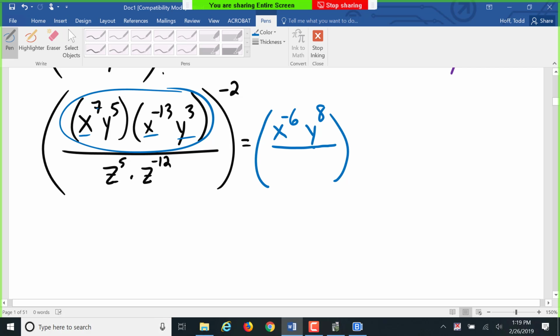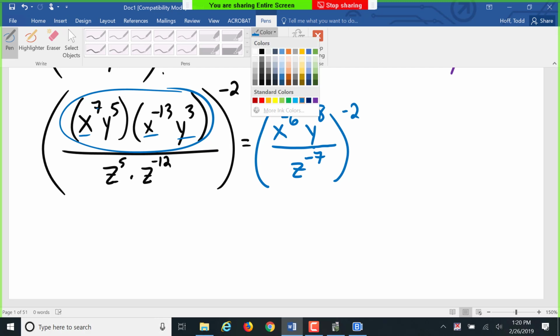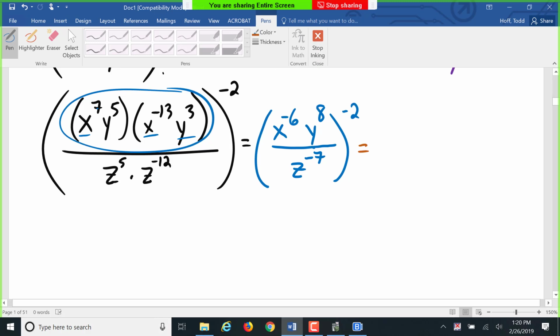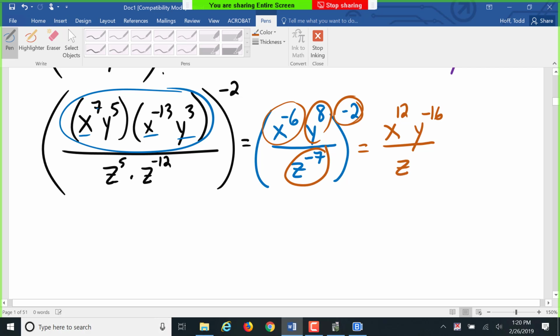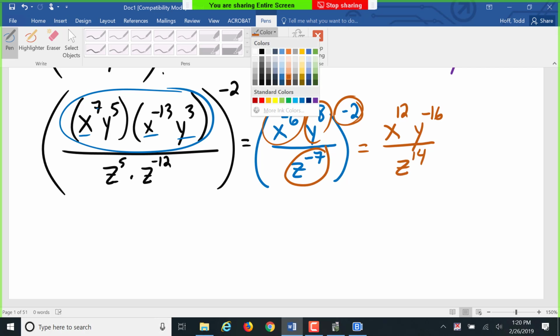On bottom, z to the 5th times z to the negative 12th is z to the negative 7th. Good. Now we have that power of negative 2. We can do each piece. X to the negative 6th to the power of negative 2 is x to the positive 12. Good. Y to the 8th to the power of negative 2? Negative 16. Z to the negative 7th to the power of negative 2? Z to the 14. Perfect.